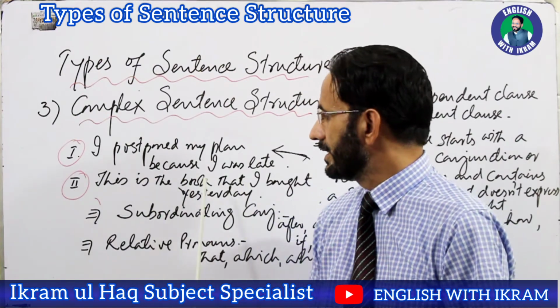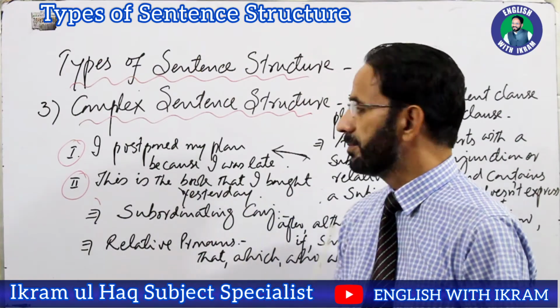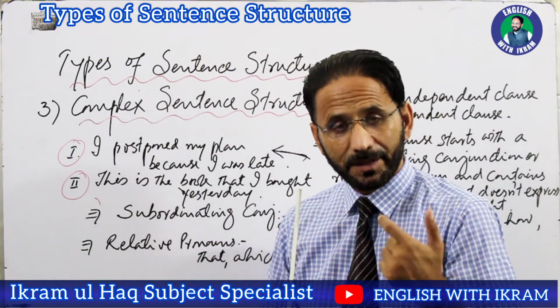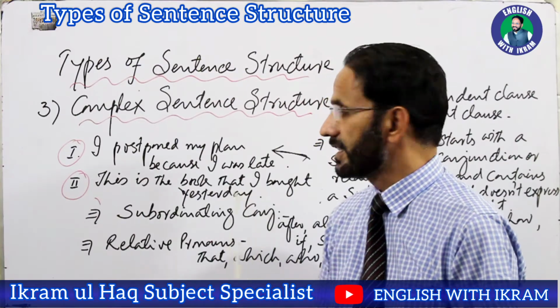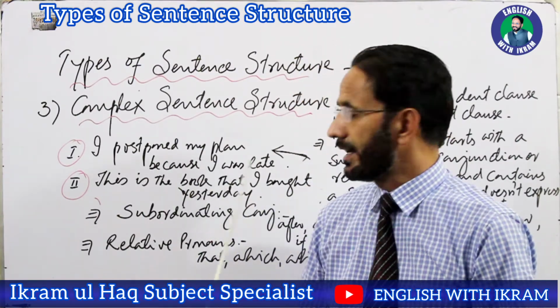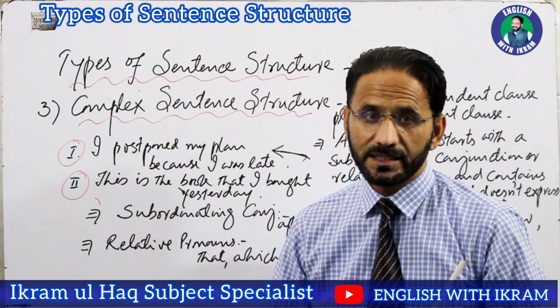Another example: this is the book that I bought yesterday. This is the book: an independent clause. I bought yesterday: dependent clause. And these two clauses are joined by a relative pronoun, which is that.